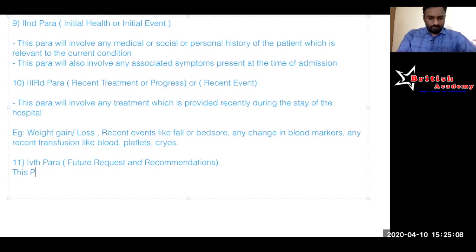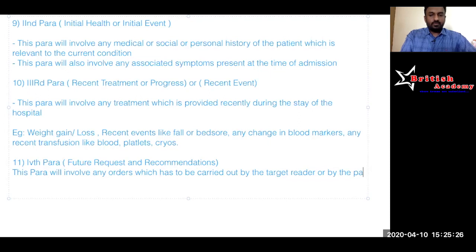This is something we call the purpose elaboration paragraph. This para will involve any orders which have to be carried out by the target reader or by the patient himself. For example, the patient is going back home, you're giving a discharge over to a private nurse or maybe to a GP or a healthcare worker who will be taking care of the patient. So anything which that healthcare worker has to do for the patient, or the patient has to do for himself in future once he is out of your care.